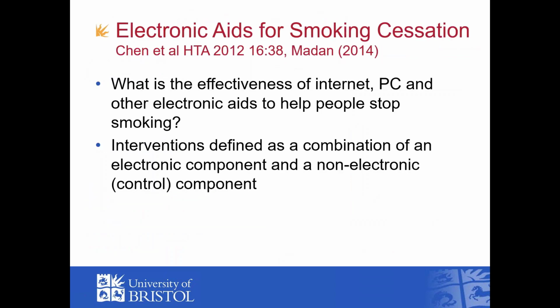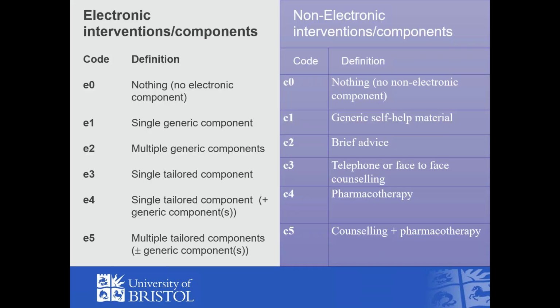Okay, a couple of extra examples just to finish with, just to show you how these methods have been applied in practice. This is a HTA report looking at electronic aids for smoking cessation. So by that I don't mean e-cigarettes, I mean using electronic technology such as the internet or PC or mobile phone apps in order to help people, support people to stop smoking. The interventions were classified as a combination of either an electronic component and a non-electronic component.